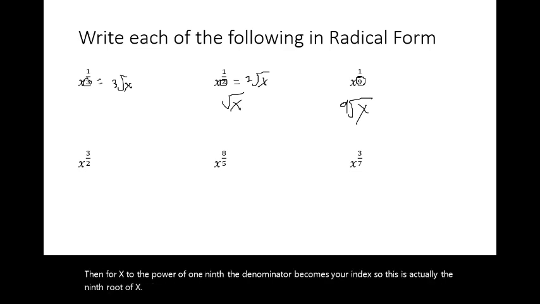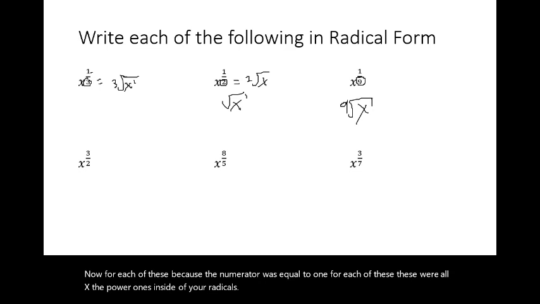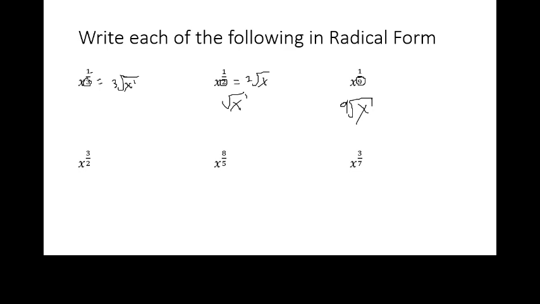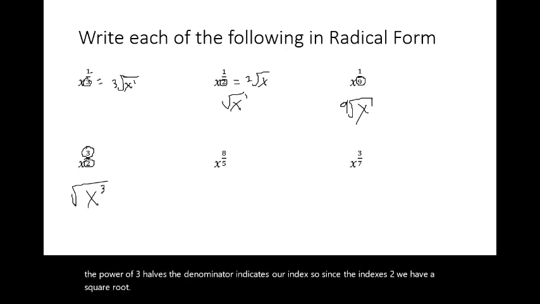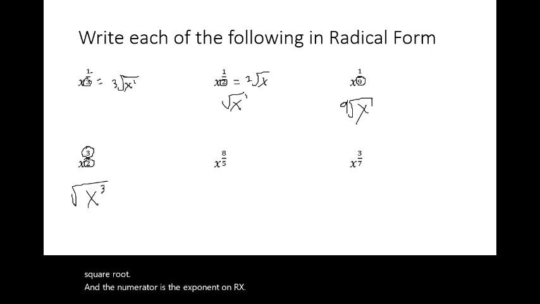Now for each of these, because the numerator was equal to 1, these were all x to the power 1 inside of your radicals. Whenever your numerator is any number other than 1, your power is going to be whatever the numerator is. So the denominator is your index and the numerator is your power. So for x to the power of 3/2, the denominator indicates our index. So since the index is 2, we have a square root. And the numerator is the exponent on our x. So this can be rewritten as the square root of x cubed.